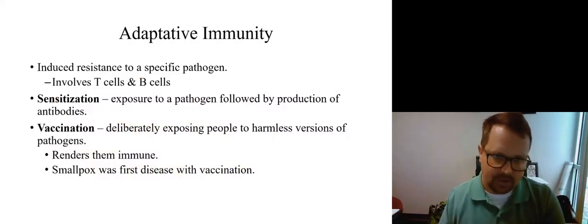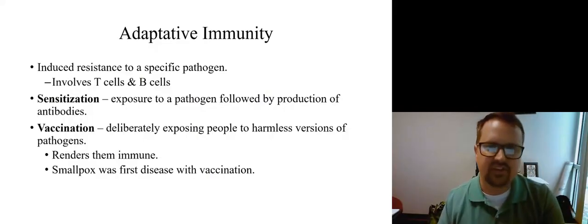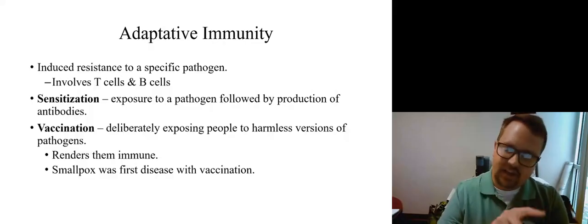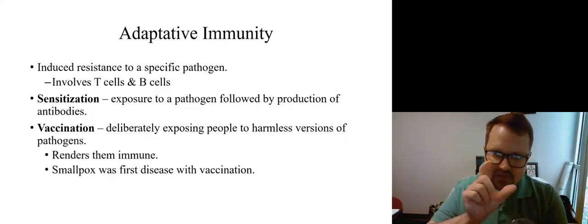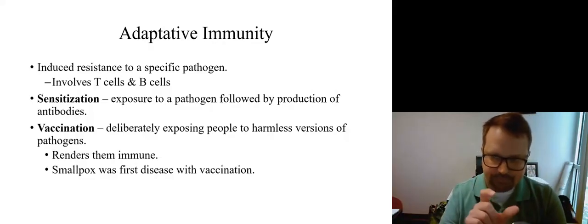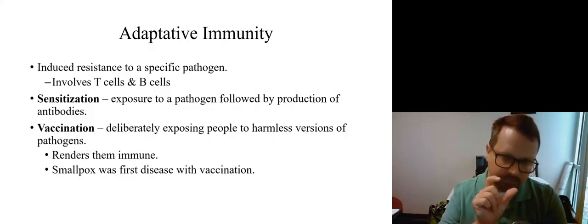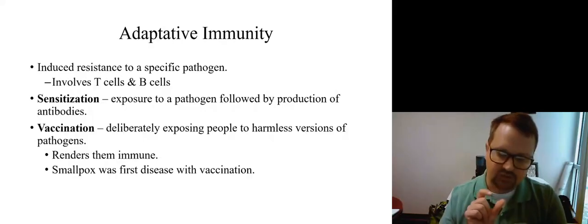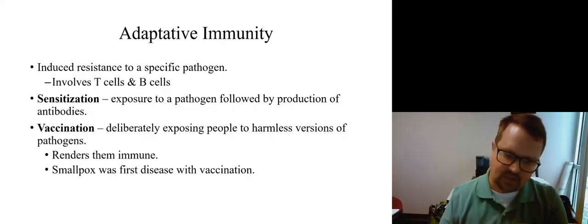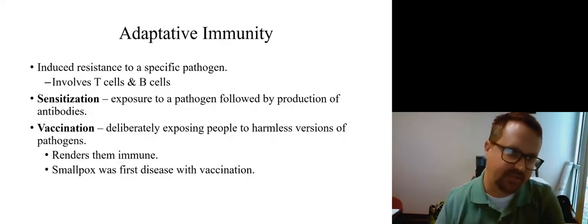Now, the adaptive immunity relies on T cells and B cells. So this is resistant to a specific pathogen. So when I say specific pathogen, I can mean this particular strain of this particular virus. That particular specific pathogen. Okay.